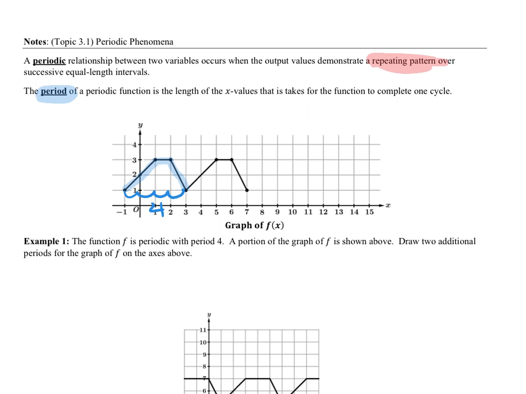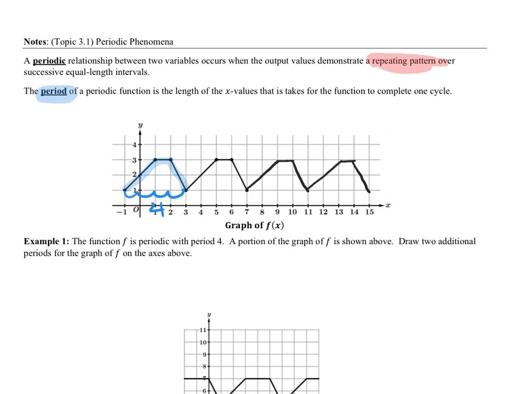Let's do 2 more. We're going to graph 2 more periods, so 2 more of these shapes on this same grid. So we would go from 7 to 9 because it goes up, from 9 to 10 flat, and then from 10 to 11 down. You see how it's the same shape? And then we repeat again. So just making the same shape over and over again.